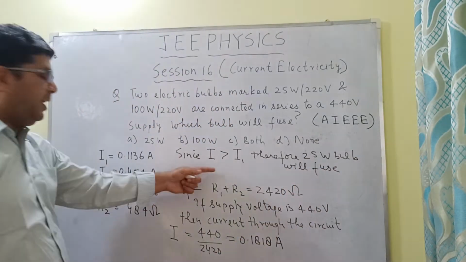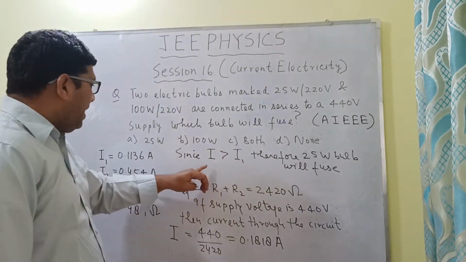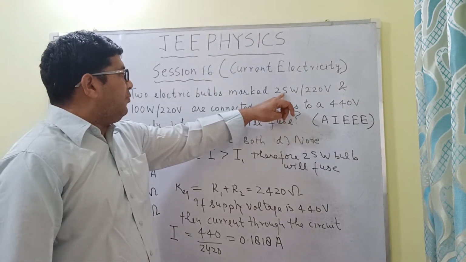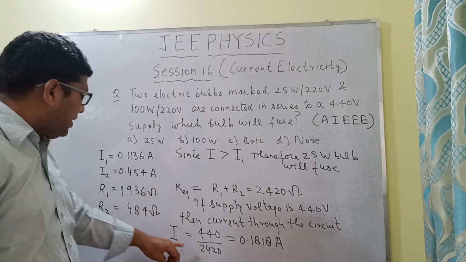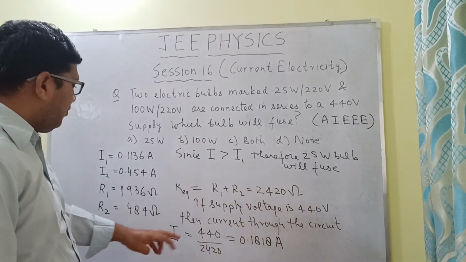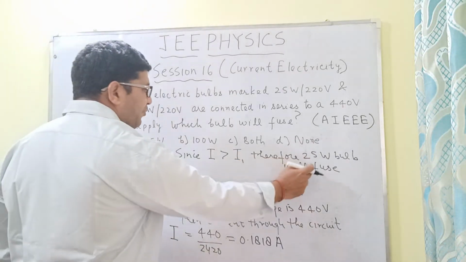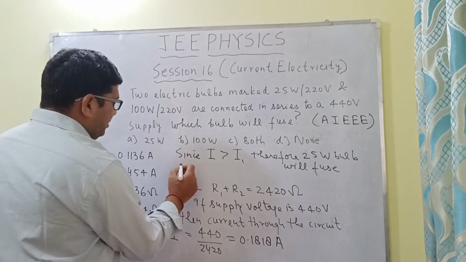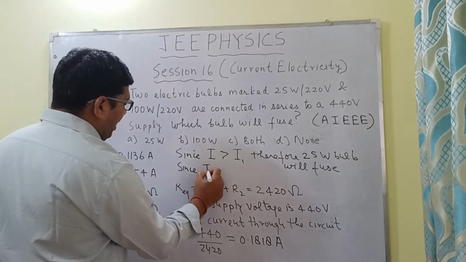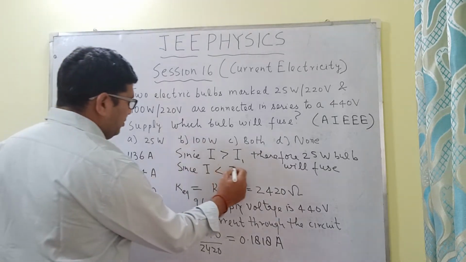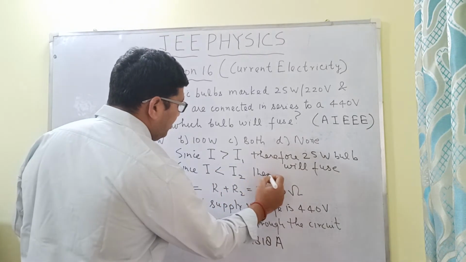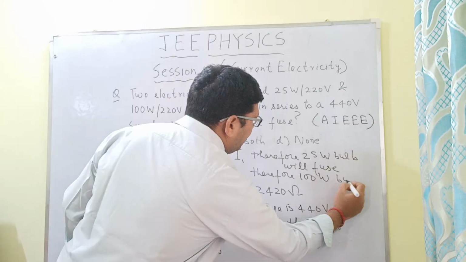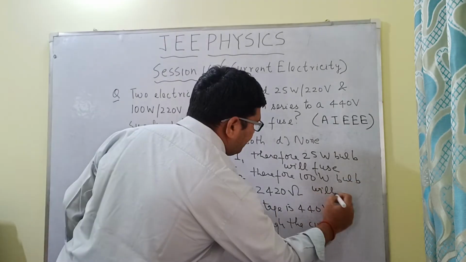The 25 watt bulb will fuse because the maximum allowable current for this 25 watt bulb is 0.1136, whereas the current which is flowing in the circuit is 0.1818 ampere. So this 25 watt bulb will fuse because this current I is more than I1. Second, since I is less than I2, therefore 100 watt bulb will not fuse.